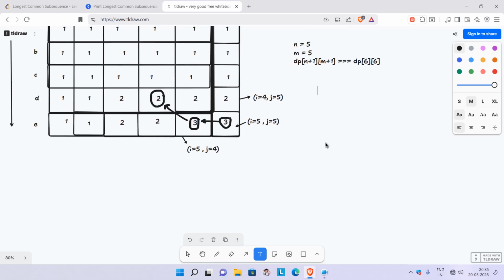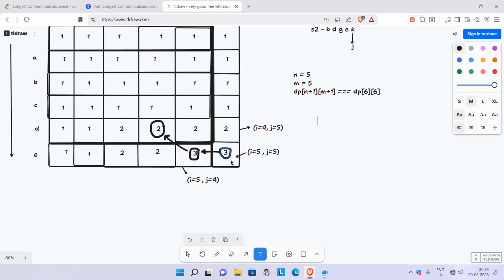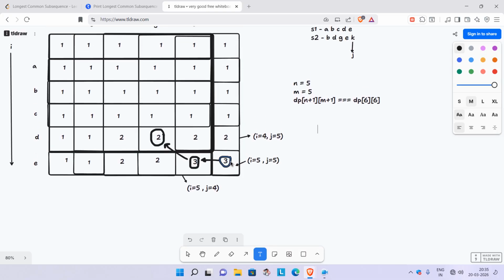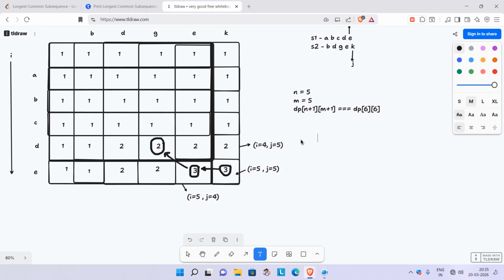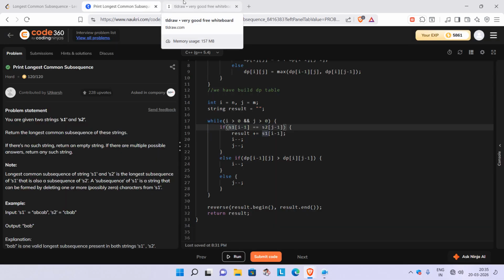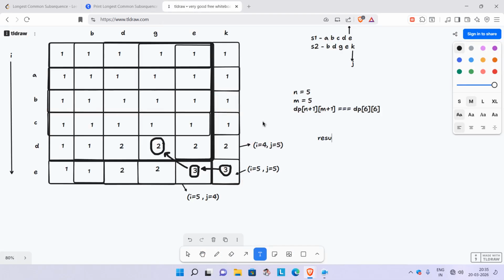Okay, so initially I'm standing at this position, and since this is not a matching condition, this is the E and this is a K. Whatever the variable I'm using here, I'm using the result here. Initially the result is a string, and it is empty, we have to start from it. Not matching, okay, now go to the greater value. Now it is a matching condition, so we simply include this.